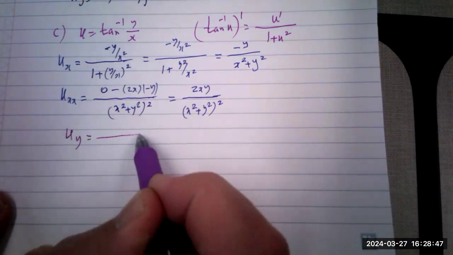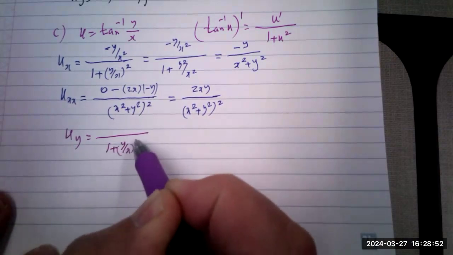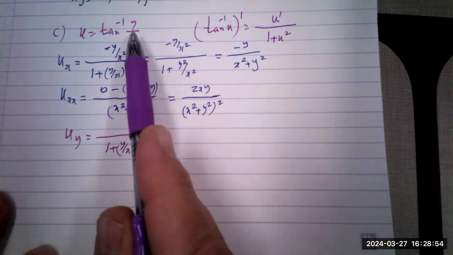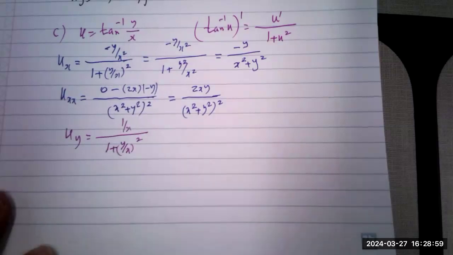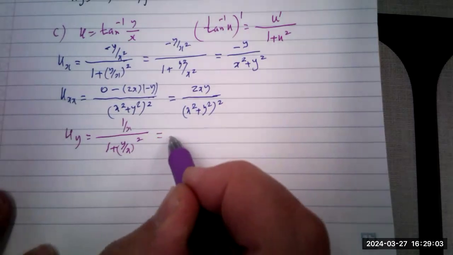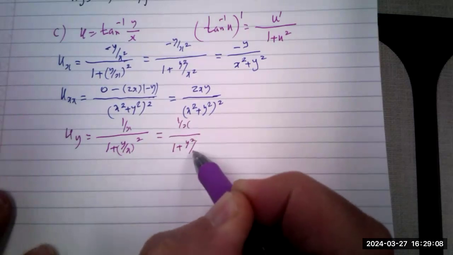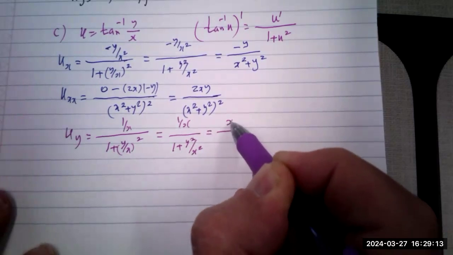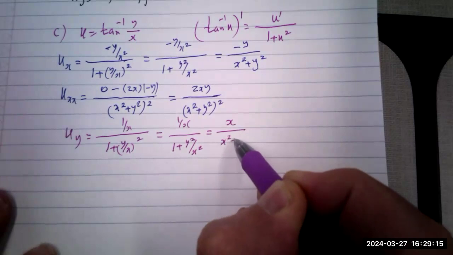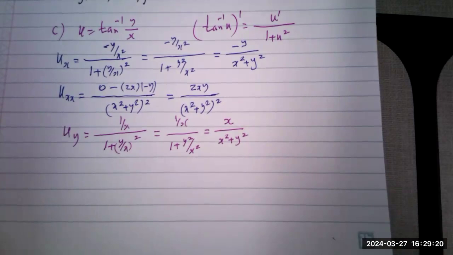So this is going to be 1 plus u squared, the tangent inverse would be the same, but the top is going to be different. With respect to y, it is just 1 over x. You see? Now simplify: it is 1 over x over 1 plus y squared over x squared. Multiply the top and the bottom by x squared, the top would be x, and the bottom would be x squared plus y squared. That's the derivative with respect to y.